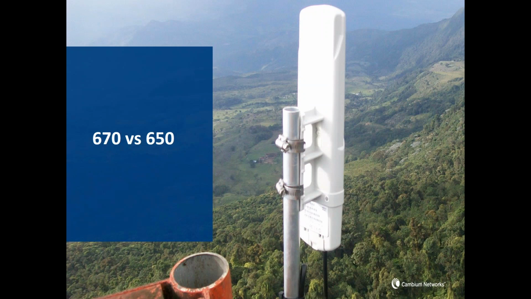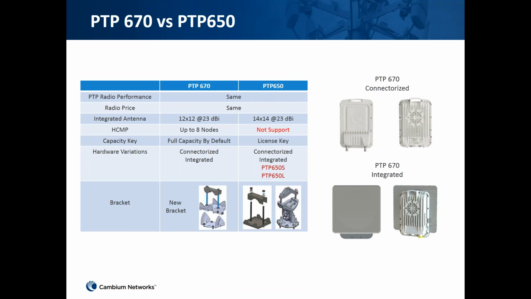So let's do a quick comparison of the PTP 670 versus the PTP 650. Number one, the radio performance is the same. All the radio performance with respect to antenna, frequency band, DSO, channel bandwidth, anything that's related to radio spectrum is the same. The radio price is also the same. The PTP 670's MSRP is the same as the PTP 650's MSRP.